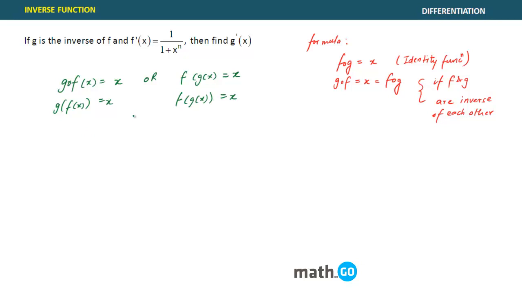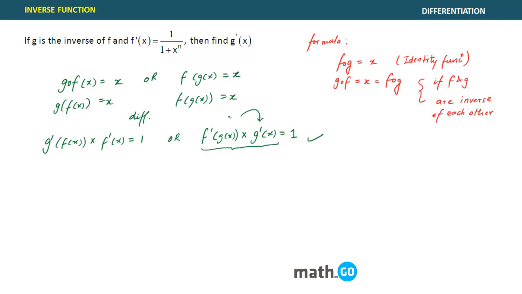Okay, so this is the step. Let's differentiate now. If I differentiate, it will be g dash f x into f dash x is equal to 1, and here it will be f dash g x into g dash x is equal to 1. So which do you think will be useful, either this one or this one? Many students tell me, sir, we'll follow this particular step because you are directly getting g dash x over here. Okay, so let's start with this step only.